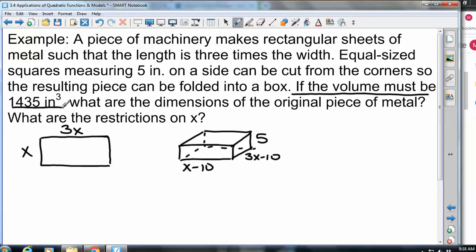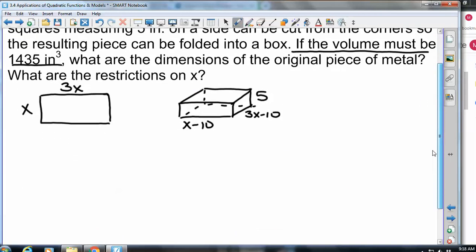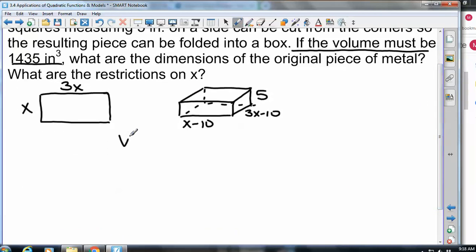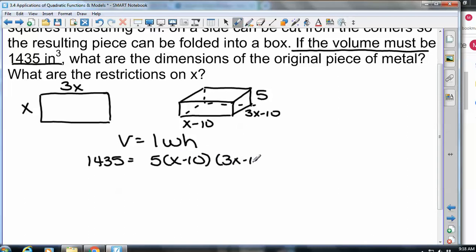Next thing, talking about volume. Do you know how to find volume? Volume is length times width times height. So I have to multiply these three things together and my volume will be 1435. So 1435 equals 5 times (x minus 10) times (3x minus 10).